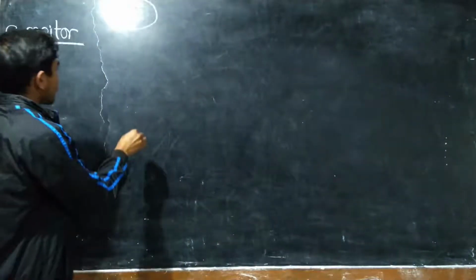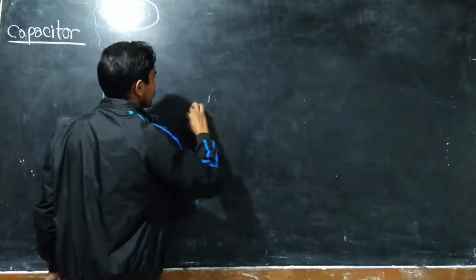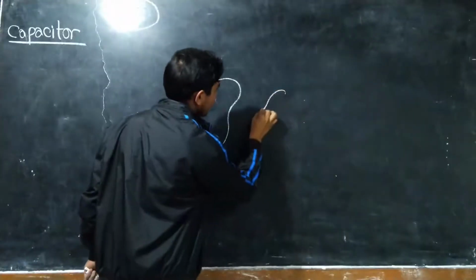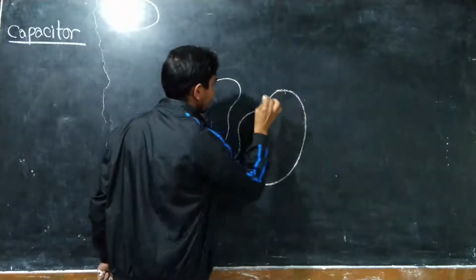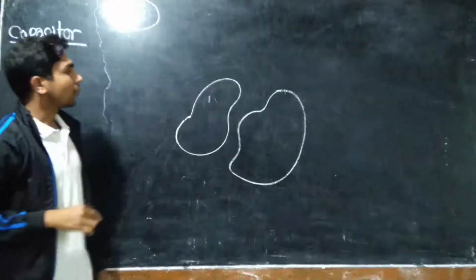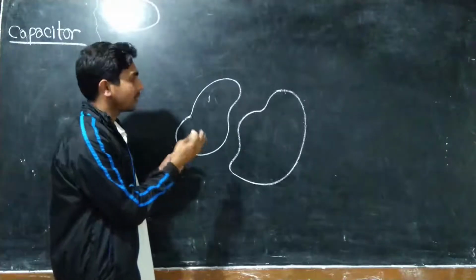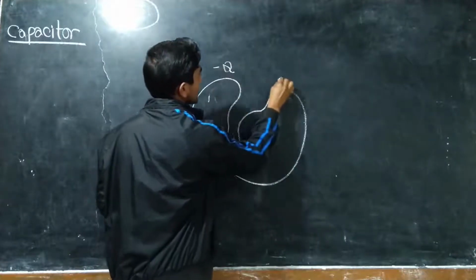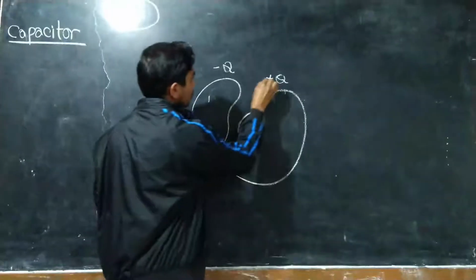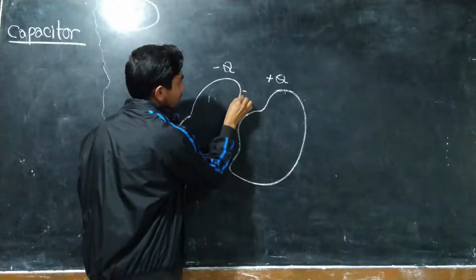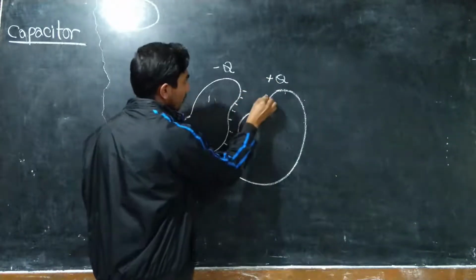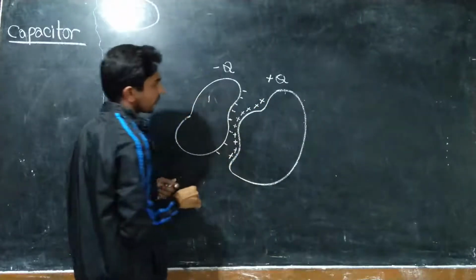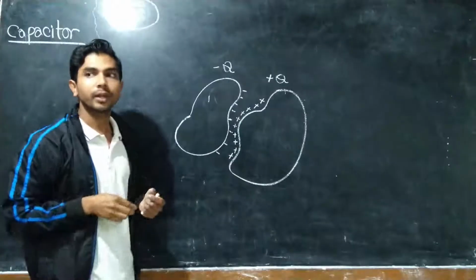Suppose two conductors are kept like this. Suppose this one is one conductor, and another conductor is also present here, kept like this. You can see two conductors placed side by side. Suppose one is having charge minus q, the other is having charge plus q. So all minus charge will come to this side and all plus charge will come to this side. This combination is known as a capacitor.